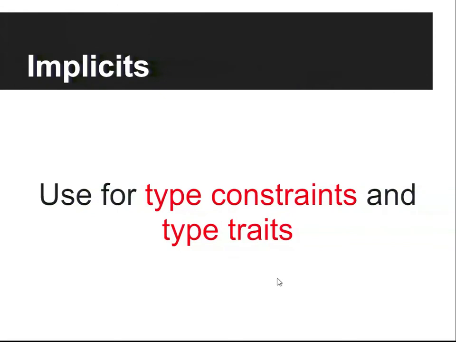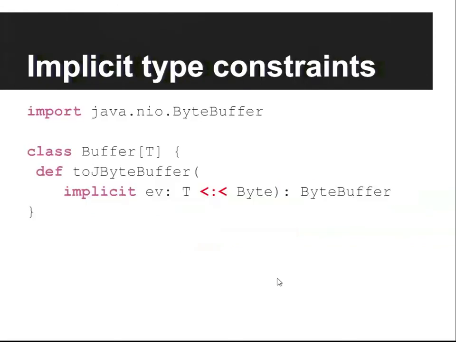So you can use implicits to actually enforce type constraints. Scala has a pretty awesome type system, but one thing that I found really handy is defining really rich interfaces. If I have a buffer class that takes a buffer of some random type, but I want to support using this with Java byte buffers, so I want to have a conversion function to a byte buffer, that method should only be able to be called if that buffer happens to be of bytes. But I want a generic buffer class.